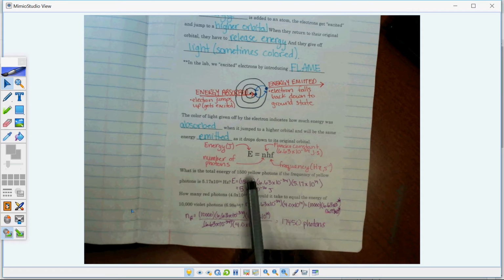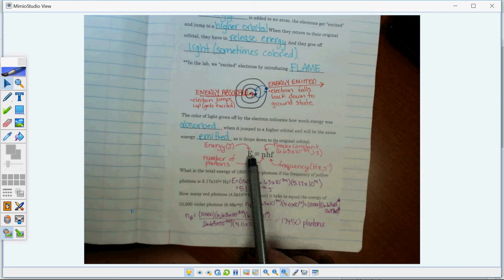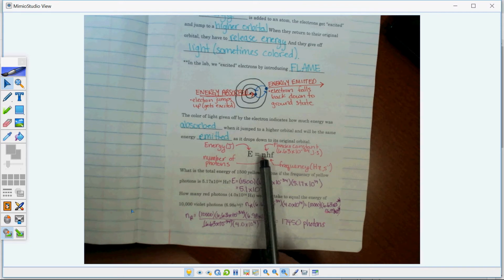What we know is that energy for the red has to equal energy for the violet. If we set energy for the red equal to energy for the violet, it's the same as saying N times H times F for the red equals N times H times F for the violet, which is what I've done here.